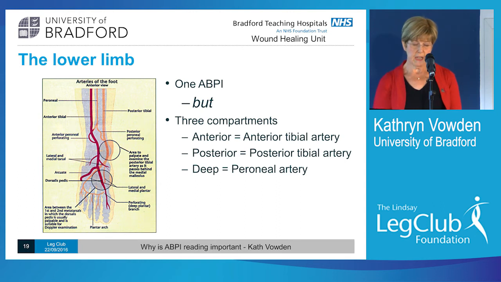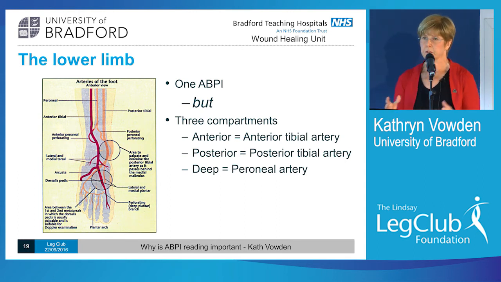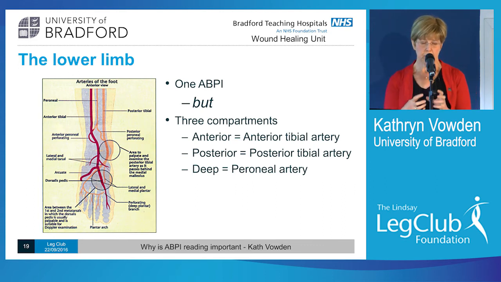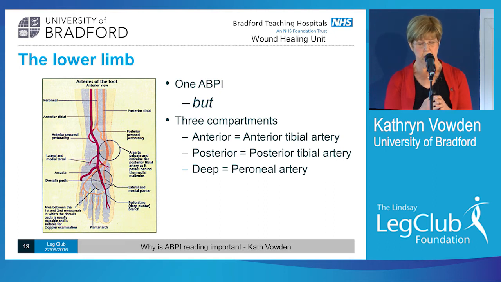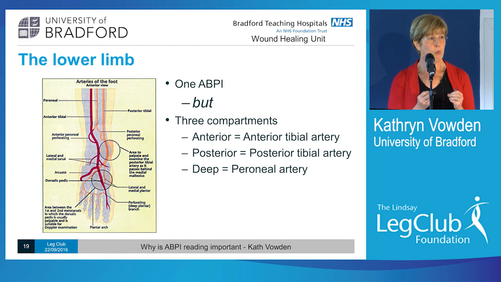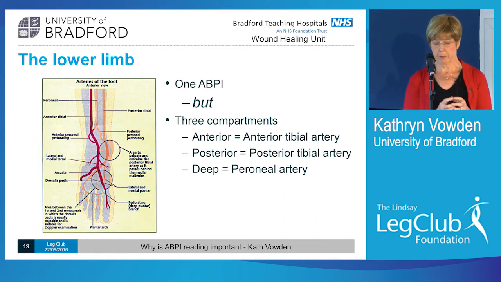Then we have to think that yes, we have 3 blood vessels serving the lower limb, but there's also 3 compartments, and those 3 compartments have their own blood vessel. And it's not uncommon that patients may get distal disease in one of those 3 compartments. So we're always encouraged to check more than one blood vessel in the leg. And this gives you more and more richer information about the patient's disease process.